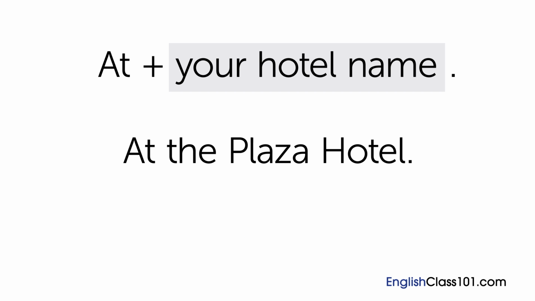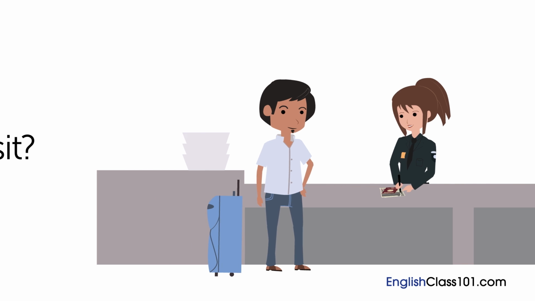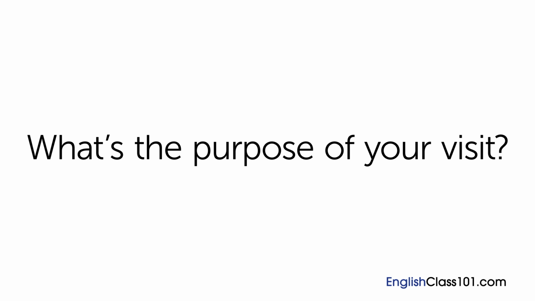At the Plaza Hotel. Do you remember the third question the immigration officer asked in the scene? What's the purpose of your visit? The immigration officer asks this to understand why Gustavo is visiting.